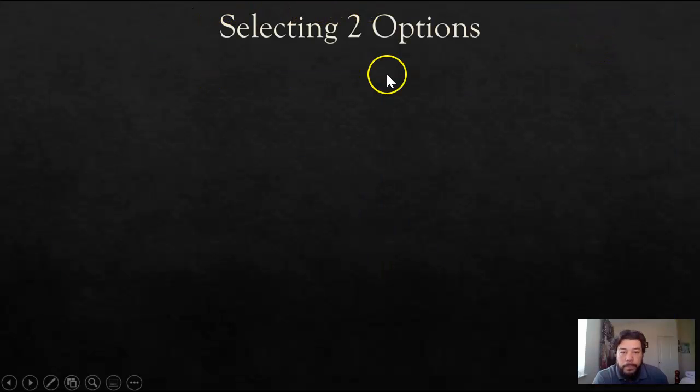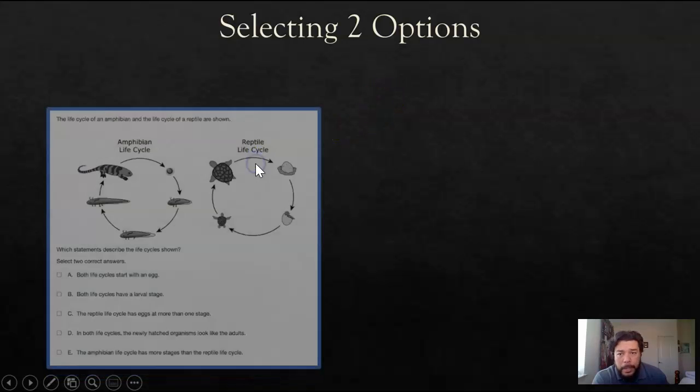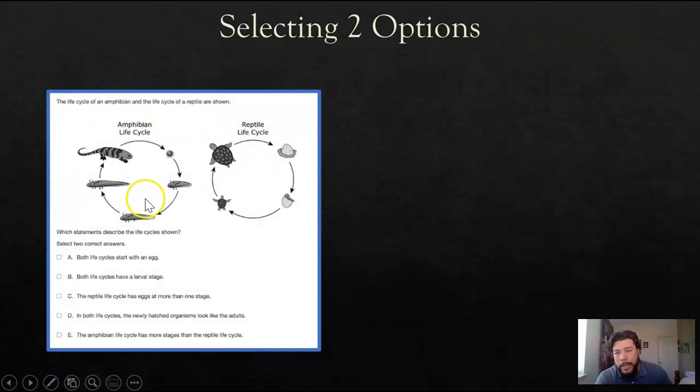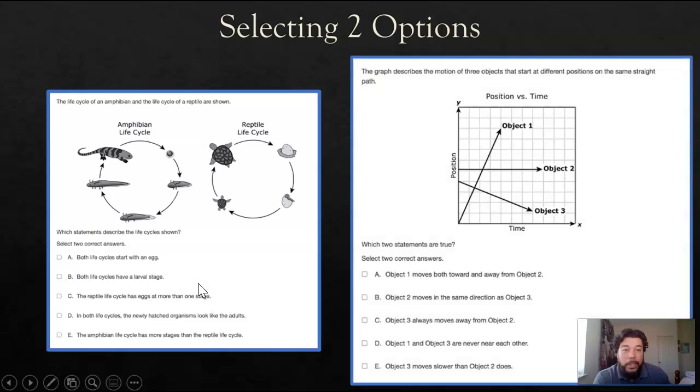Selecting two options. Now here is an example, and this is a 5th grade example, and it says which statements describe the life cycle shown. So it says select two correct answers. The students are given 5 choices, and now they would have the option to click on the two correct answers. If we look at an 8th grade option, you can see the same thing. Which two statements are true? And they would have to look at the information from the graph and be able to do this.